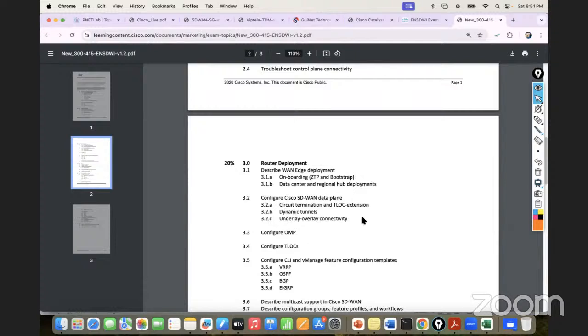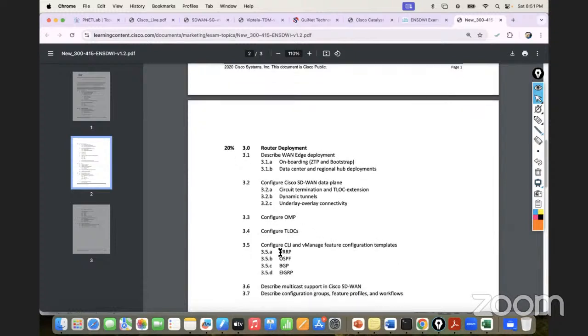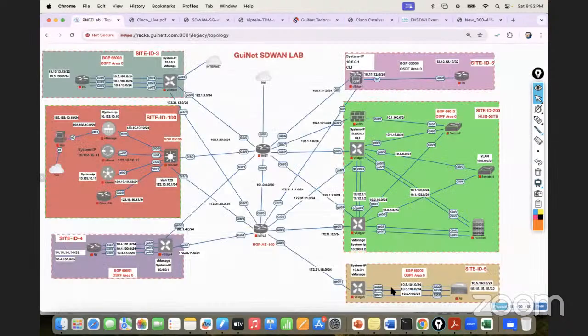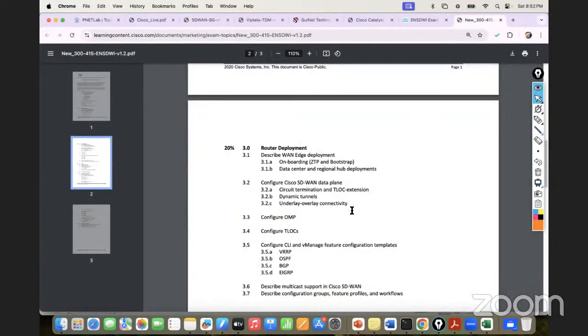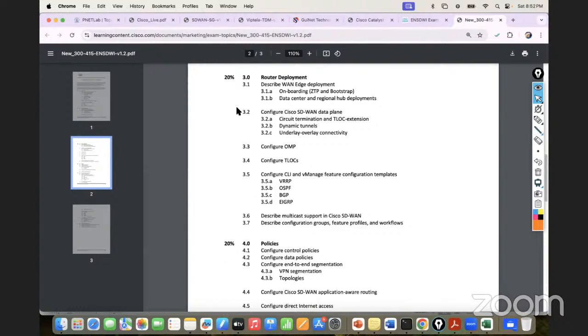Dynamic tunnels, overlay connectivity, OMP configuration, TLOC, HSRP, VRRP, BGP, EIGRP, everything, because we also have to do LAN integration here. So in this, every configuration, integration, and redistribution, we also have to understand. This is the most important. With LAN, you have to deploy three LANs here. So one is going to use BGP, one OSPF, one static route. All right. Then this section is also 20%.